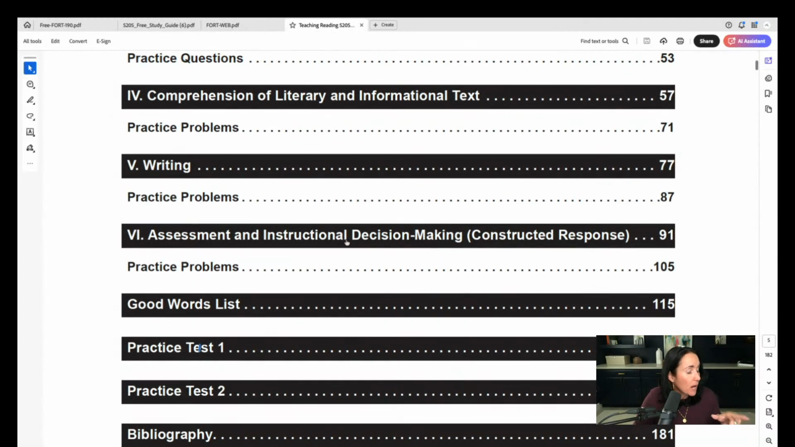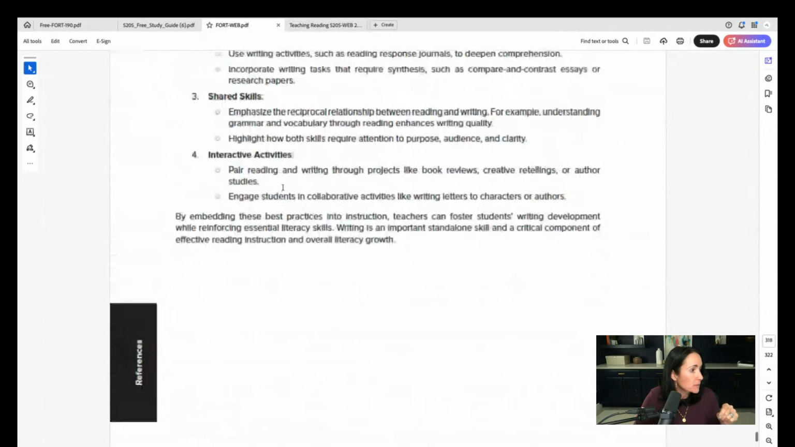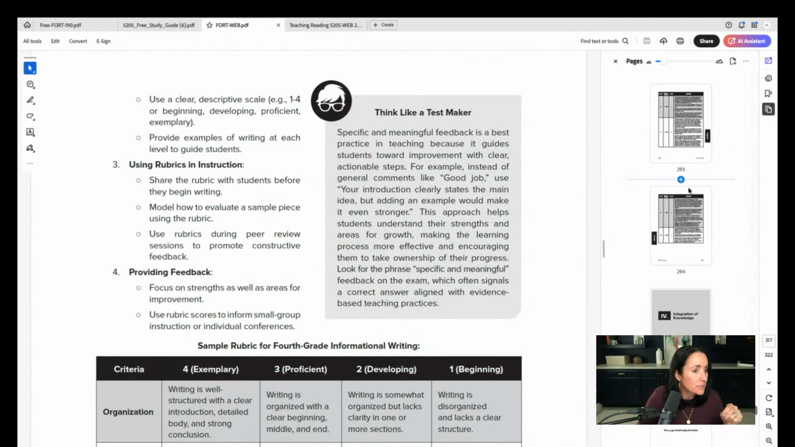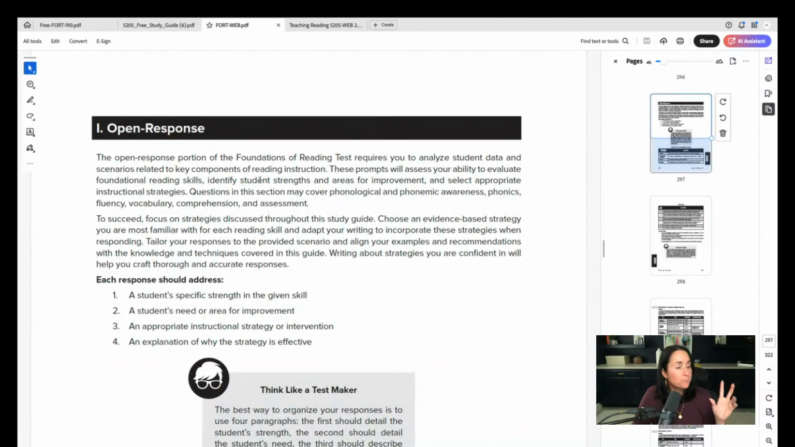Now, on the Teaching Reading, it's called a constructed response. On the foundations of reading, it's called open response, but it's very, very similar. And we are going to work on one of those today. Okay. So you have constructed response for Praxis. It's called open response for foundations of reading.